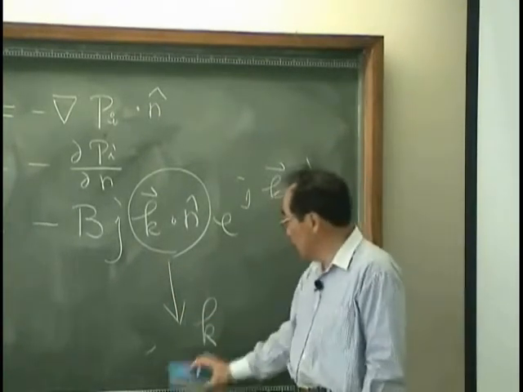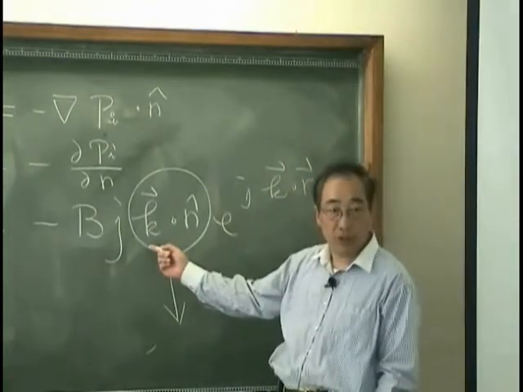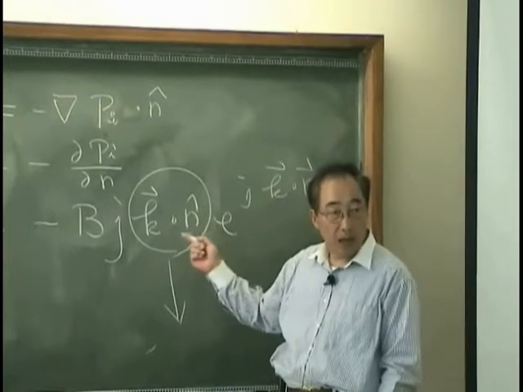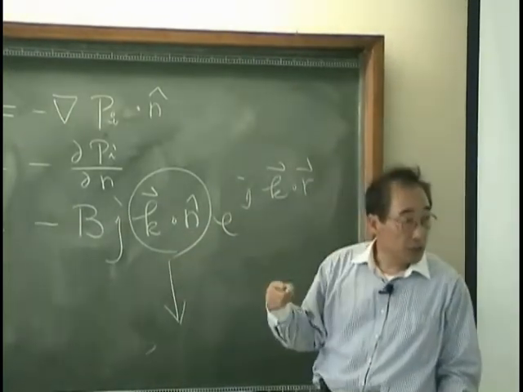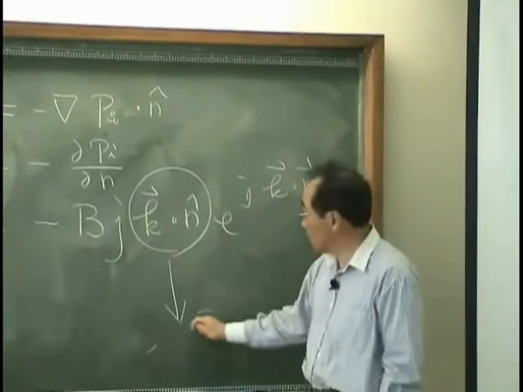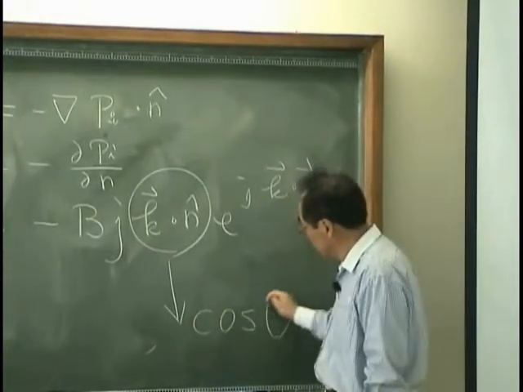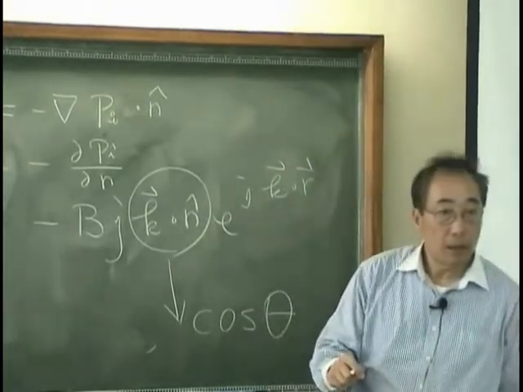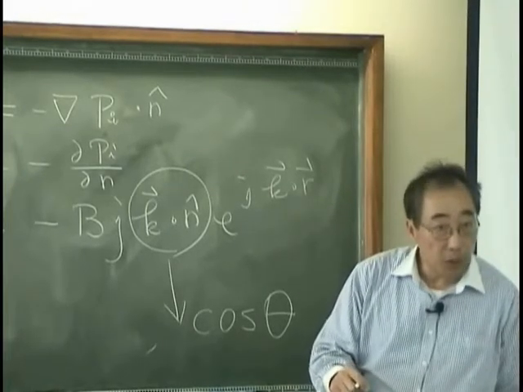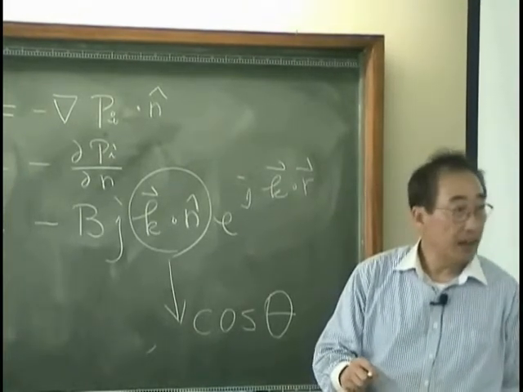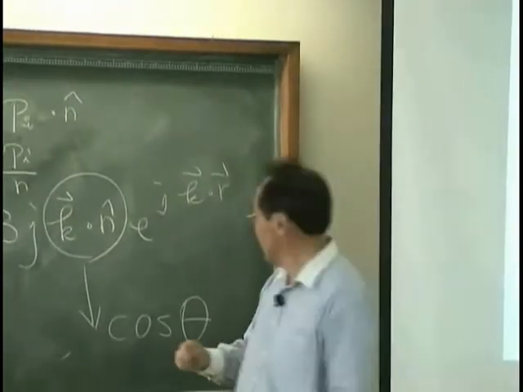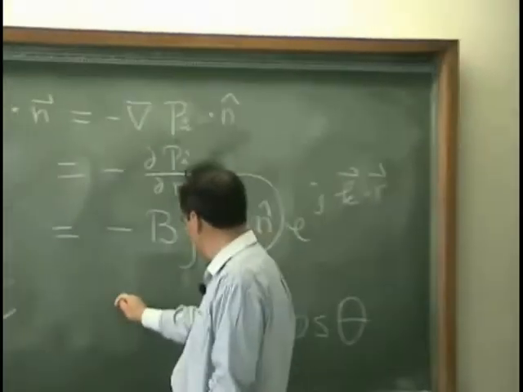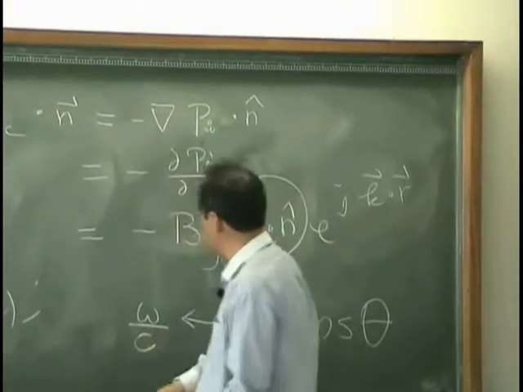Inner product. Inner product simply means the magnitude of this vector multiplied by the magnitude of this vector and multiplied by the cosine of the angle between them, right? So that is cosine. That's it. Multiply k, right? And that is, see.